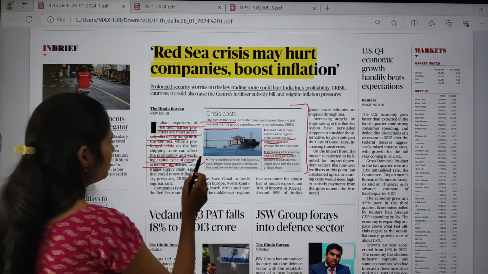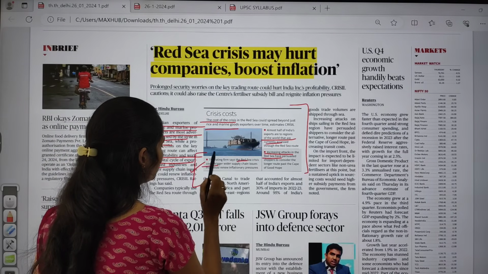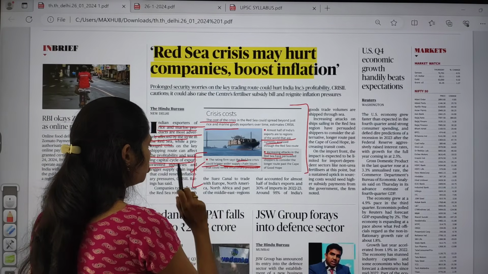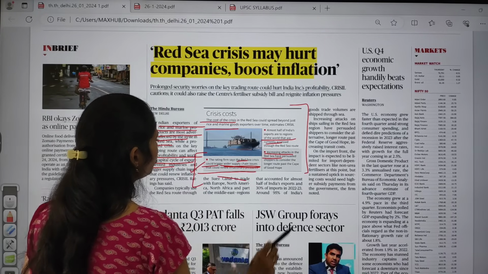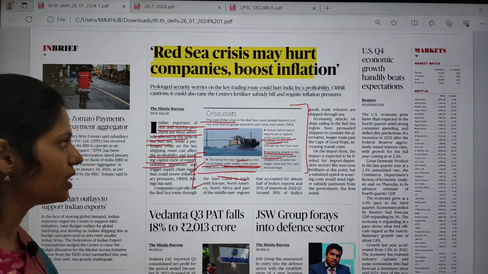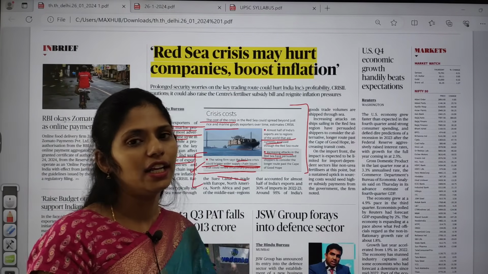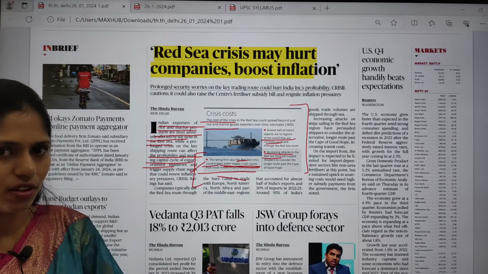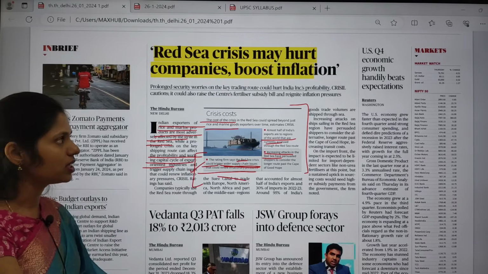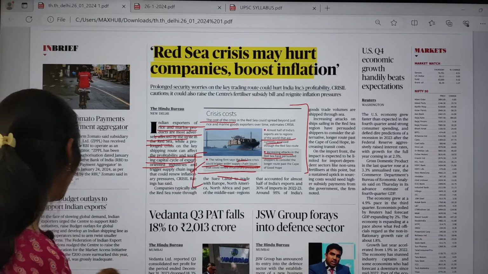So the rating firm says that the Red Sea crisis could trigger wider supply chain issues, and that will even lead to inflation. So these are some important things. And here you have to focus on what this inflation is. So I will tell you the gist of this article by drawing a diagram.